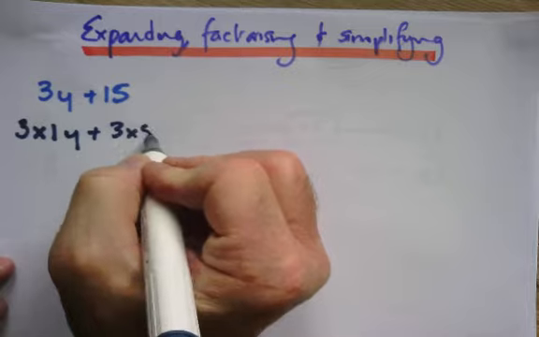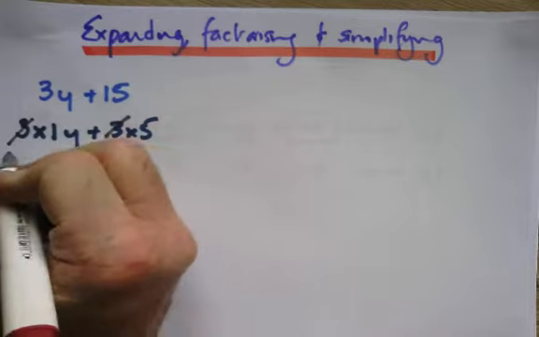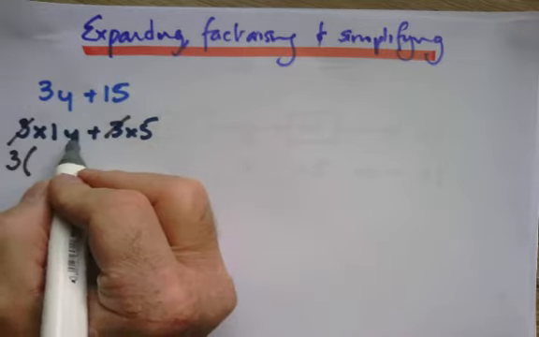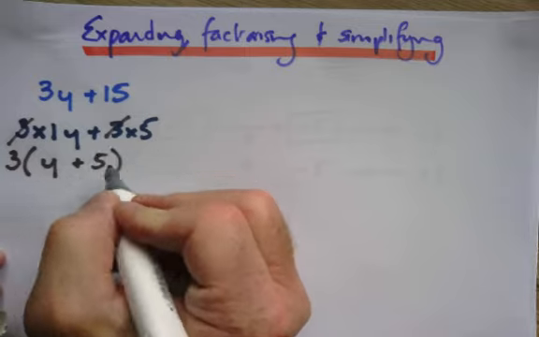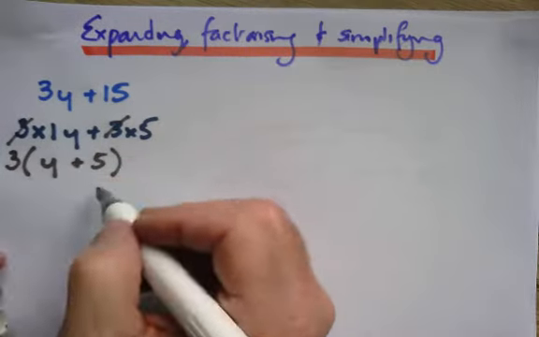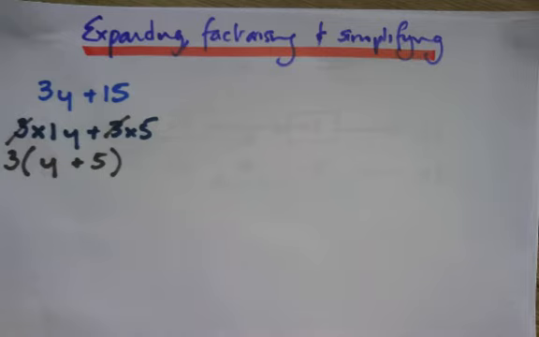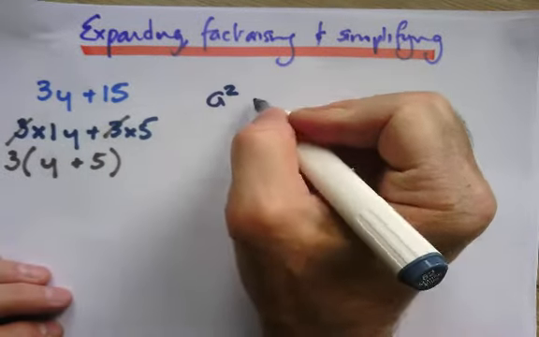3 times 1y plus 3 times 5. Okay. Now, I can take out 3 from both of them. And that leaves me with 1y, which I can now leave as just y plus 5. And that's how you factorize. Okay, take a common factor out. So that's factorizing. Let's try it with this one.